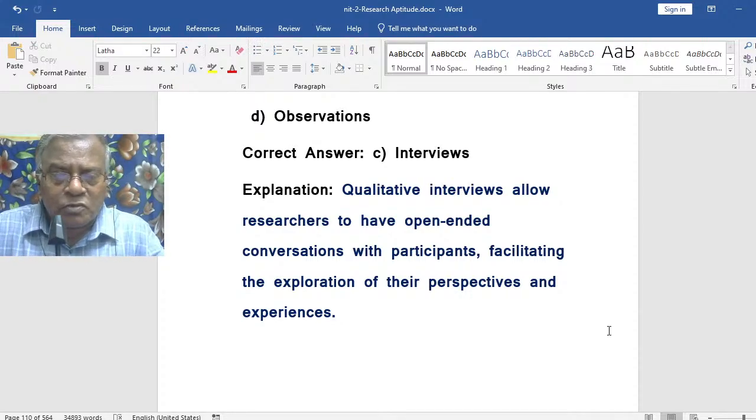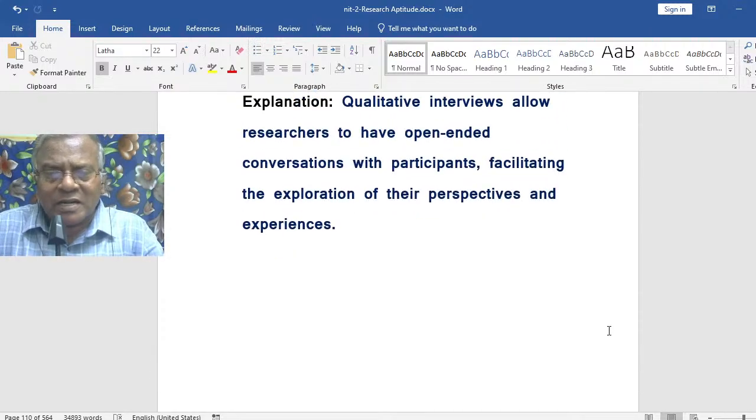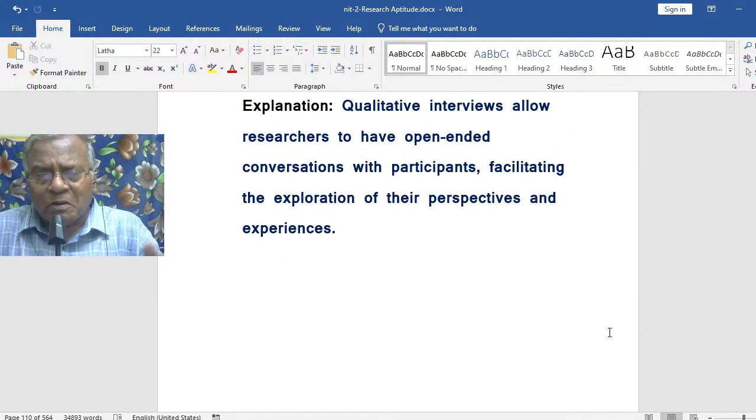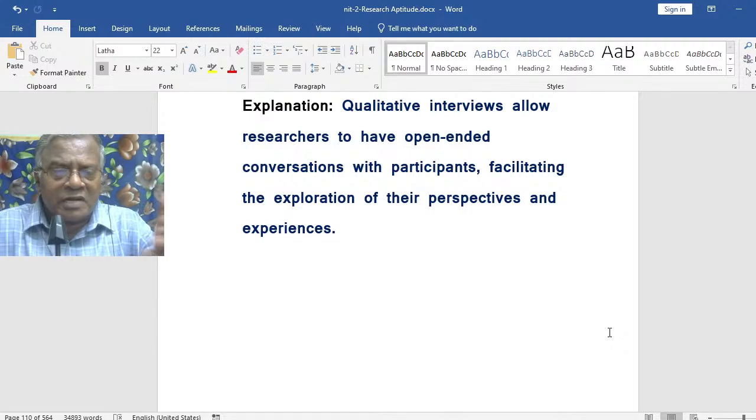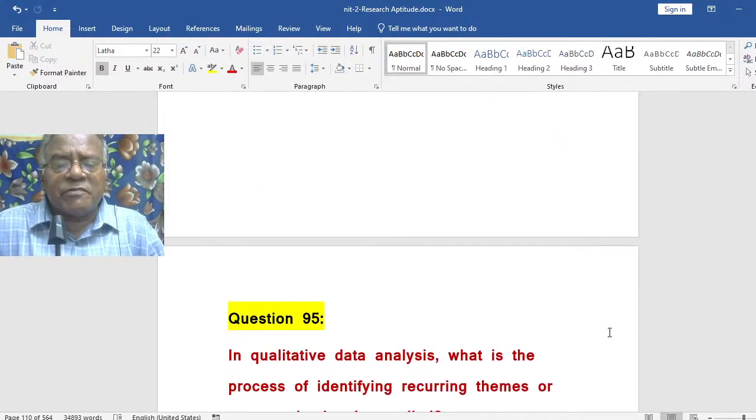I hope you understood this. General meaning you understand, that's enough. You need not understand each and every word. But qualitative interview means this: open-ended conversation in order to have exploration of the perspective, different viewpoints and experiences. General meaning we must understand.